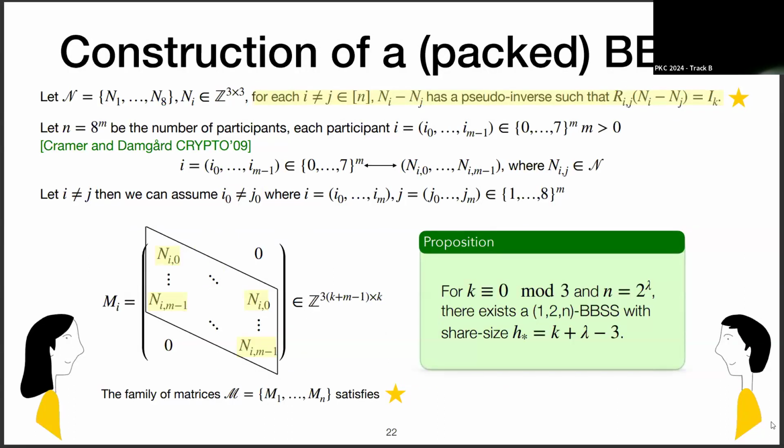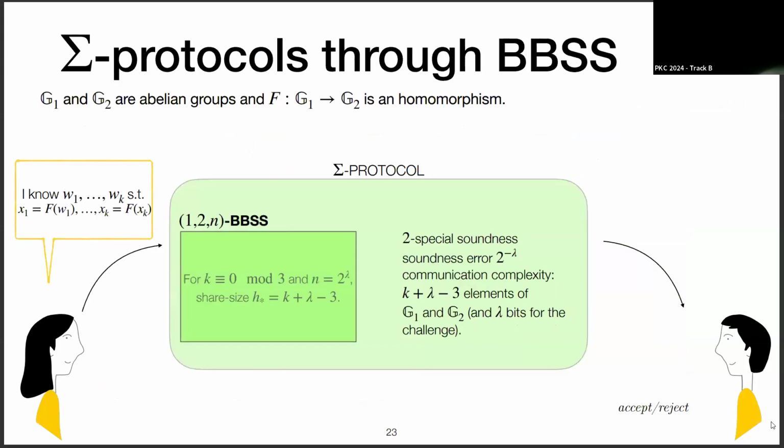And what this implies is that there exists a black box secret sharing scheme with one privacy and two reconstruction that shares K secrets among N participants, for instance 2 to the lambda participants, with a share size of K plus lambda minus 3. Right. So now if we apply this to the Sigma protocol, what we get is our main construction, which is a Sigma protocol that proves knowledge of K preimages of homomorphisms, that has two special soundness, a soundness error of 2 to the minus lambda, and a communication complexity of K plus lambda minus 3.